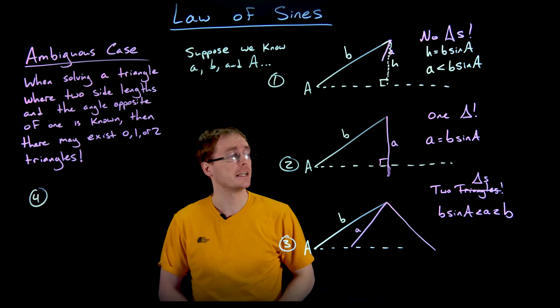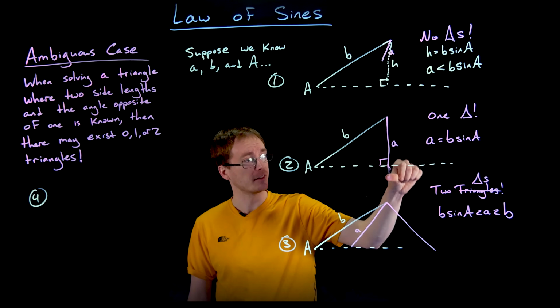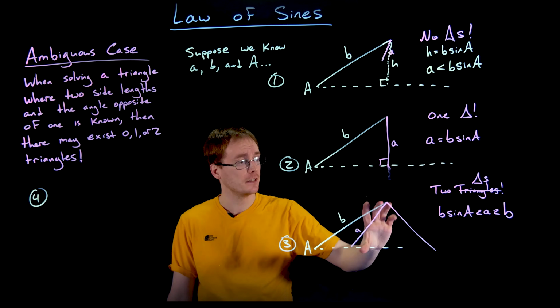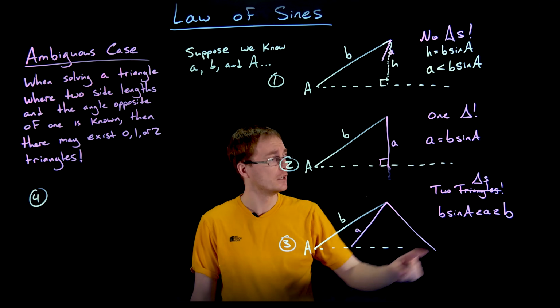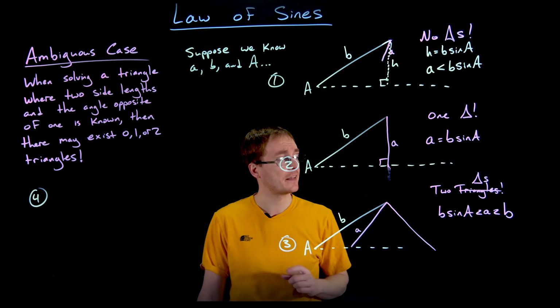And so in our third case over here, we see that if A is a little bit longer than the length necessary to make this right triangle, but not too long, not longer than side length B, then we can actually create two triangles. So that inequality says A has to be between side length B and that number B times sine of A.